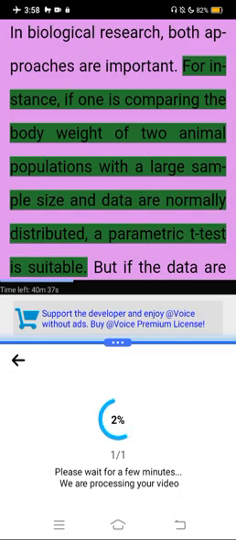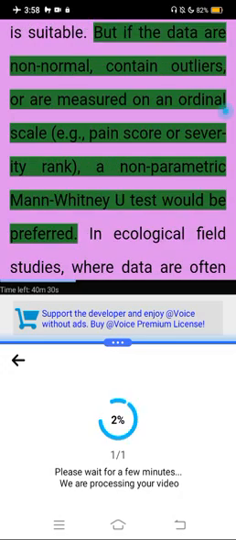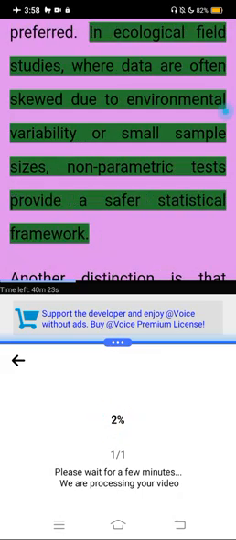For instance, if one is comparing the body weight of two animal populations with a large sample size and data that are normally distributed, a parametric t-test is suitable. But if the data are non-normal, contain outliers, or are measured on an ordinal scale, e.g., pain score severity rank, a non-parametric Mann-Whitney U test would be preferred. In ecological field studies, where data are often skewed due to environmental variability or small sample sizes, non-parametric tests provide a safer statistical framework.